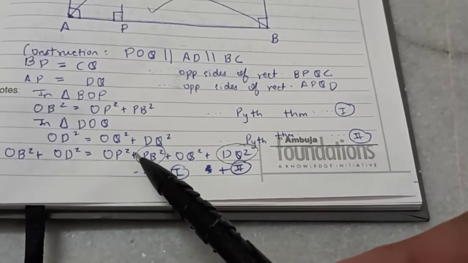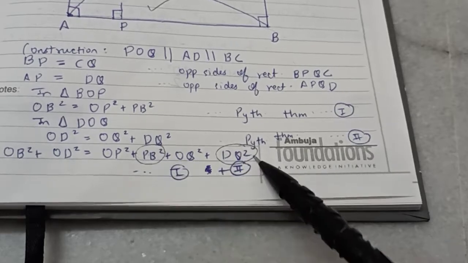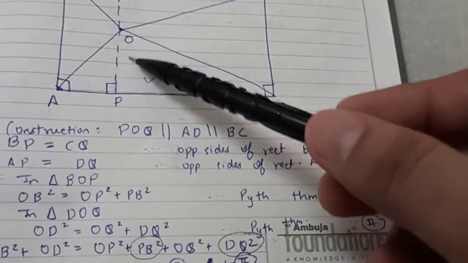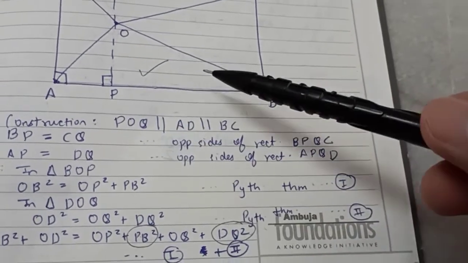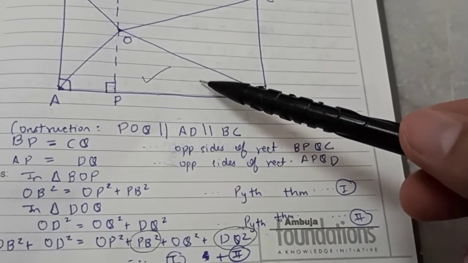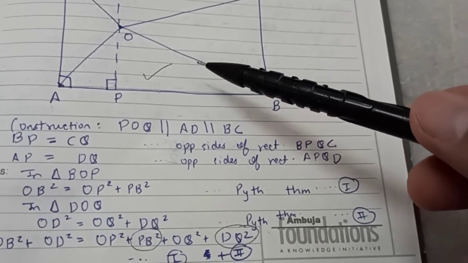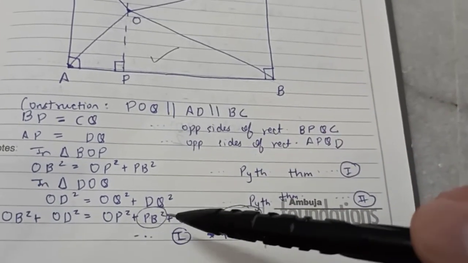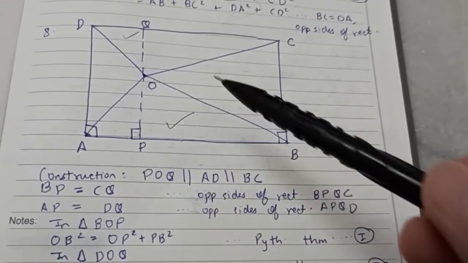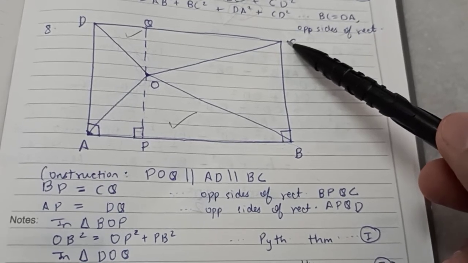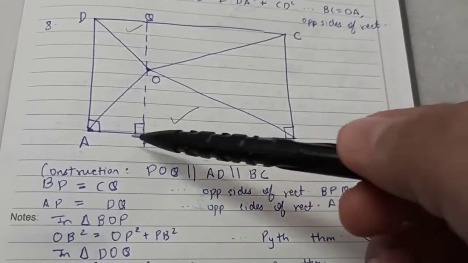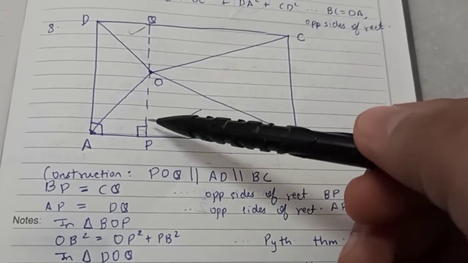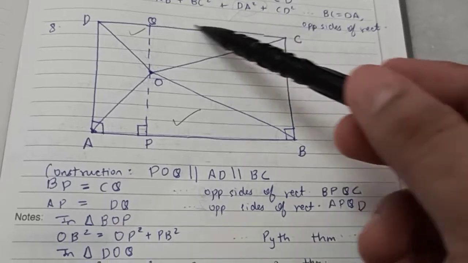So what we'll do is this PB squared and DQ squared shall be replaced. Because if you see in the diagram, OP squared and PB squared belong to this triangle, whereas we would like to shift it to this one. So PB is equal to QC. Why? Opposite sides of a rectangle. Yes, PBCQ is a rectangle. How? Well, this is 90, this is 90, this is 90, so obviously it's a rectangle.